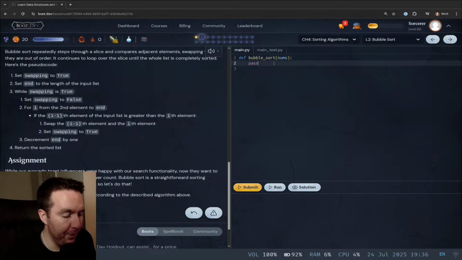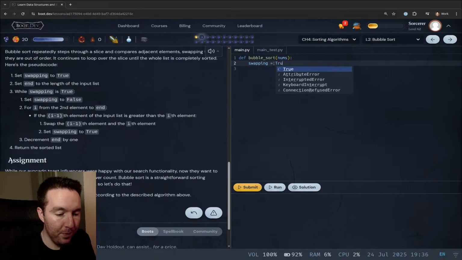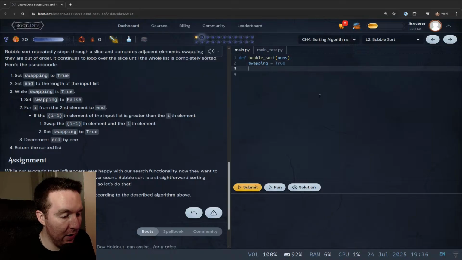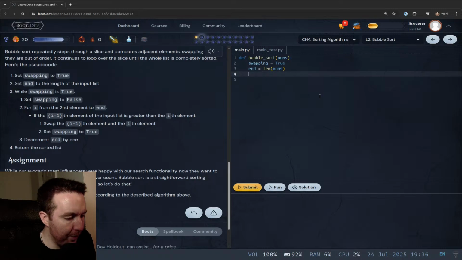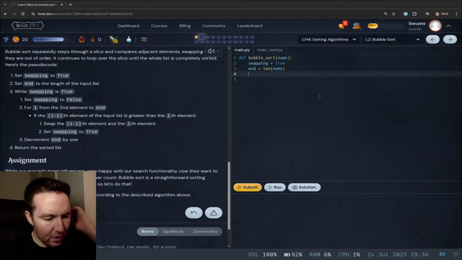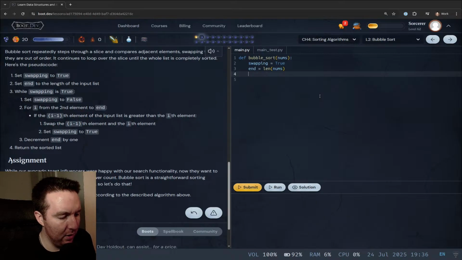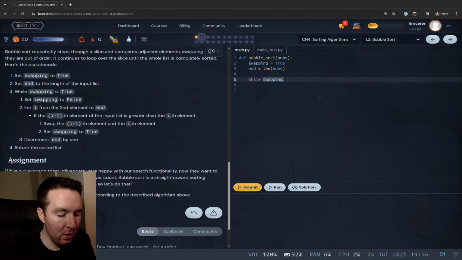Okay, so we're going to have swapping equal to true. Set end to the length of the input list, so end is equal to len of nums. Let's forget with Python, it's like that. Set end to the length of the input list. While swapping is true, so while swapping is equal to true, we then set swapping to false.